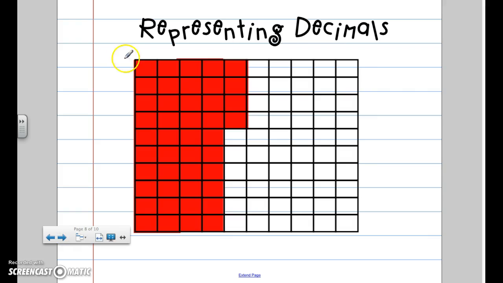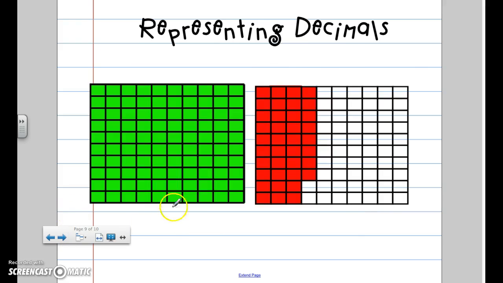Let's look at this one. 10, 20, 30, 40, 41, 42, 43, 44. Put my decimal right there because this is talking about the right side of the decimal because the whole thing is not filled in. So there are 44 hundredths filled in because there are 100 boxes. So there are 44 out of 100 boxes filled in.